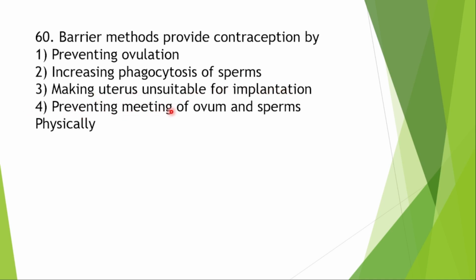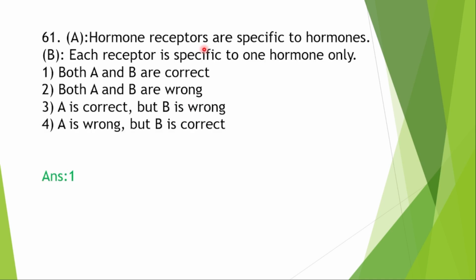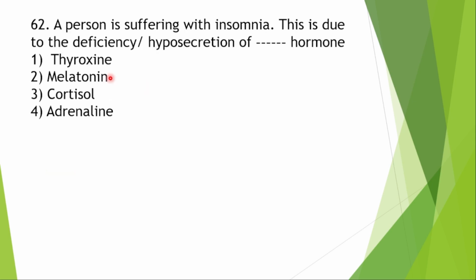60. Barrier method provides contraception by preventing ovulation, increasing phagocytosis of sperms, making uterus unsuitable for implantation, or preventing meeting of the ovum and sperm physically. So the fourth one is right here. So the next question is question number 61. Hormone receptors are specific to hormones, right? Each receptor is specific to one hormone only. This is also correct. So the right option is option 1.